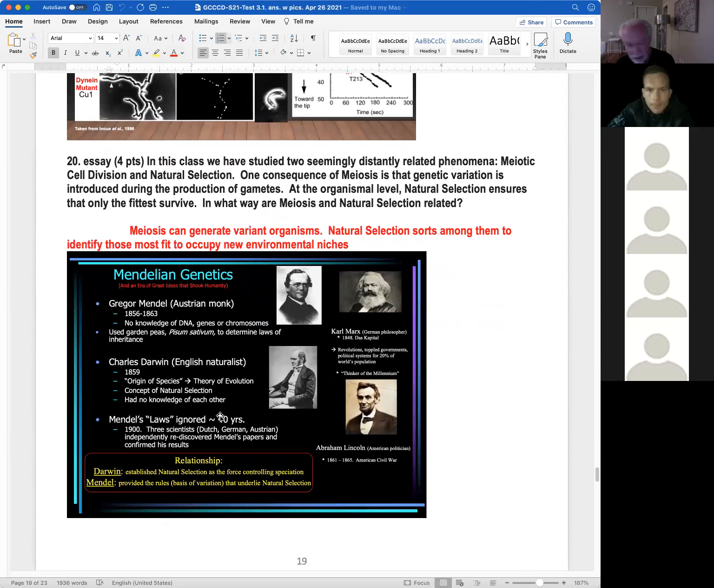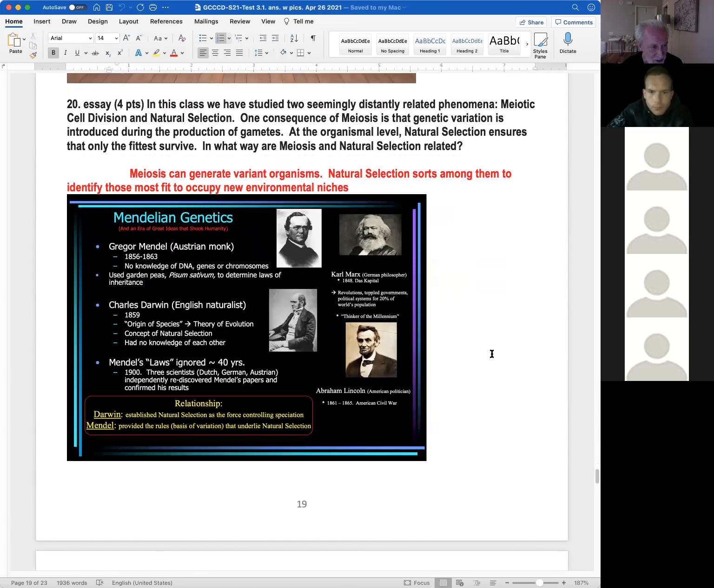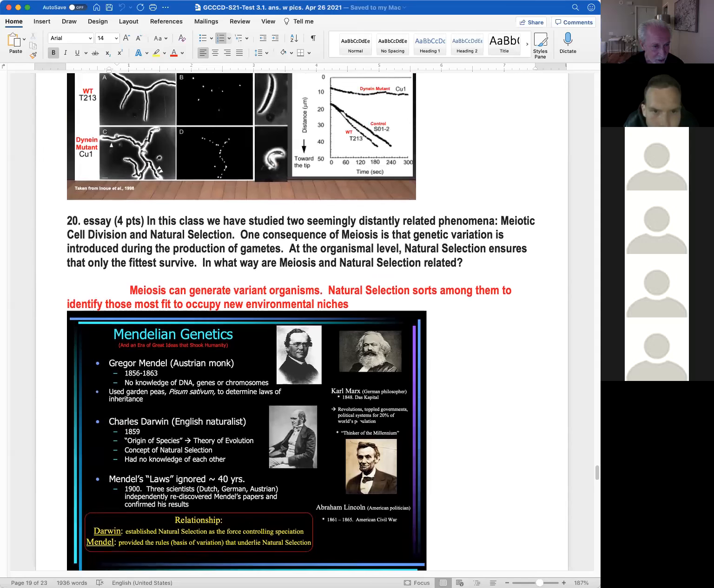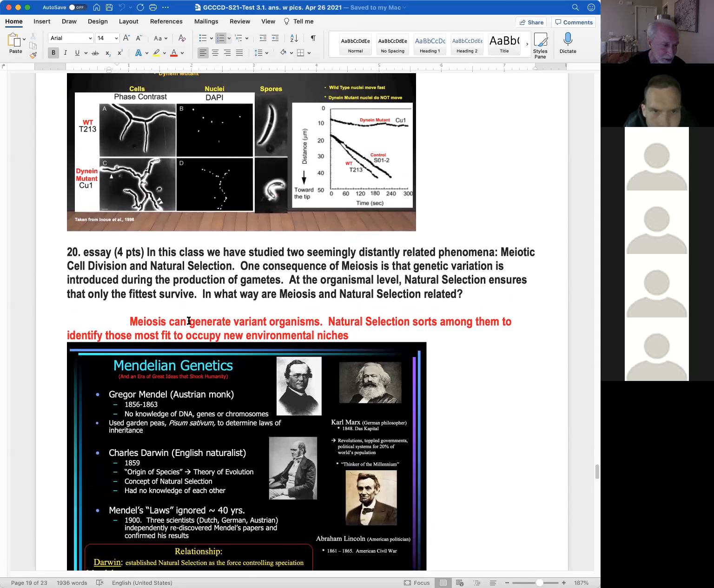Then I asked, what's the relationship between Darwin and Mendel? On the very first slide of this set, I had indicated it: Darwin established natural selection as a force controlling speciation, and Mendel provided the rules for variation that underlie natural selection. So what I was looking for in an answer here is anything to the effect that meiosis generates variants and natural selection sorts among them to find the most fit.